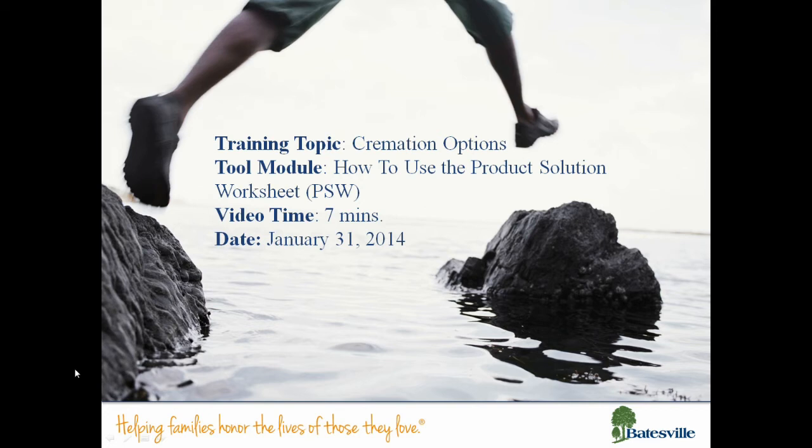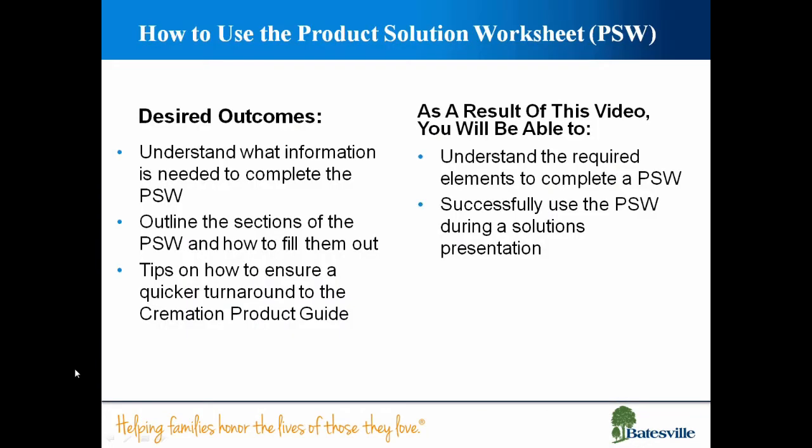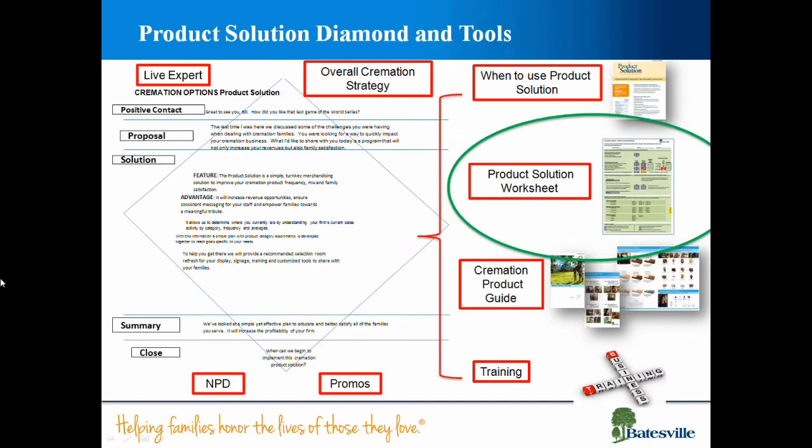In this module, we're going to talk about how to use the Product Solution Worksheet, or the PSW. The desired outcome is to make sure you understand what information is needed to complete the PSW, to outline the sections and how to fill them out correctly, and some tips on how to ensure a quicker turnaround to the product guide. As a result, you'll be able to understand what required elements are needed for the completion of the PSW and successfully use it during a solutions presentation.